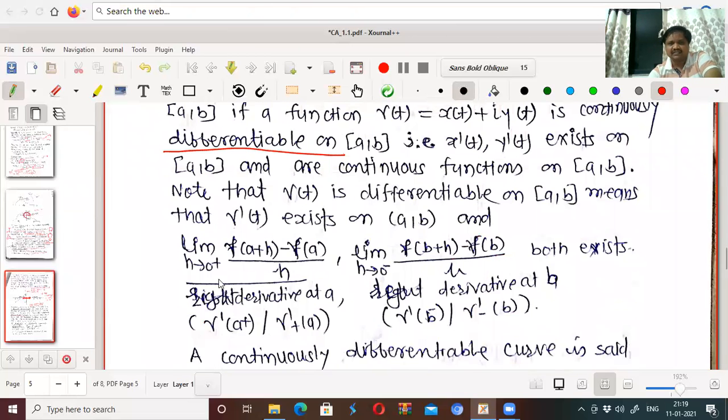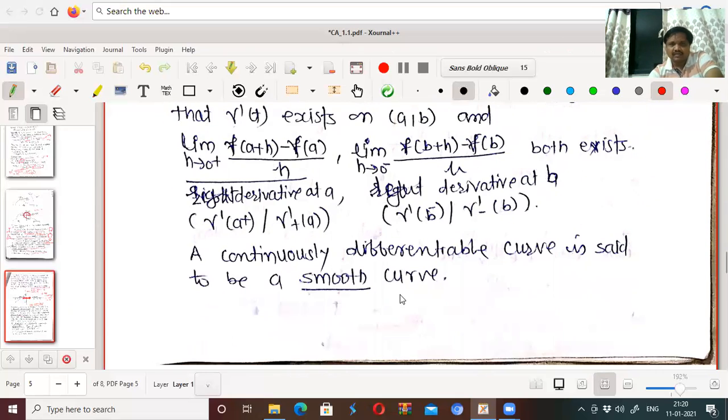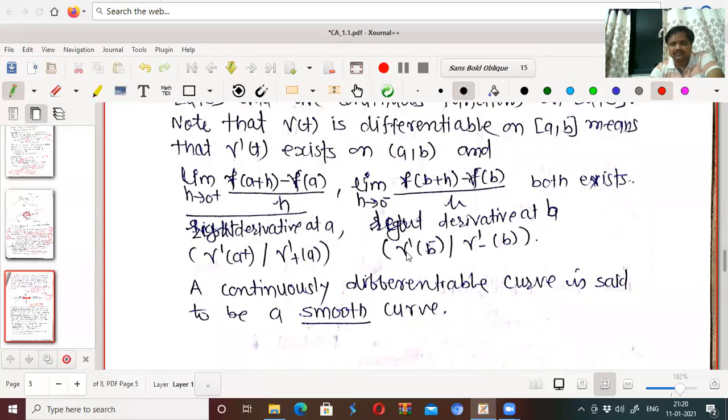And at end points, the right hand limit at a and the left hand limit at b should both exist, and they should be equal to the function values. Okay. So a continuously differentiable function is said to be a smooth curve. We call every continuously differentiable function a smooth curve. So smooth curve means what?